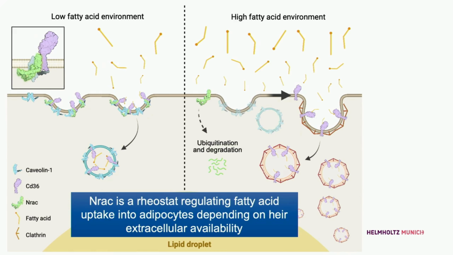Whereas if fatty acid levels are really high in the circulation, then the floodgates open up, and essentially the adipocyte clears out as much fatty acid as possible to prevent lipotoxicity.